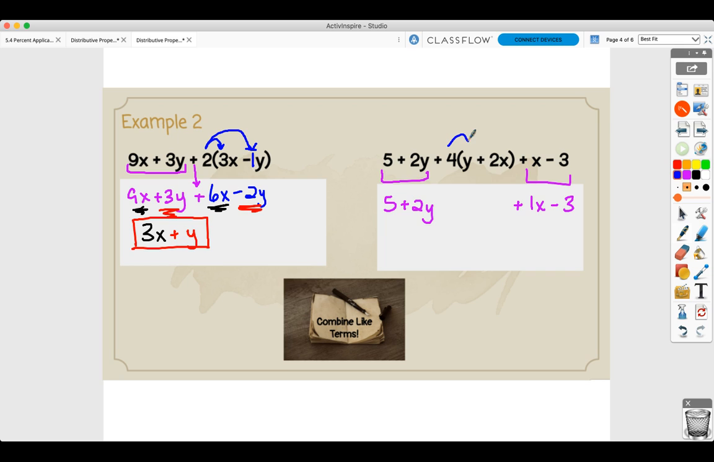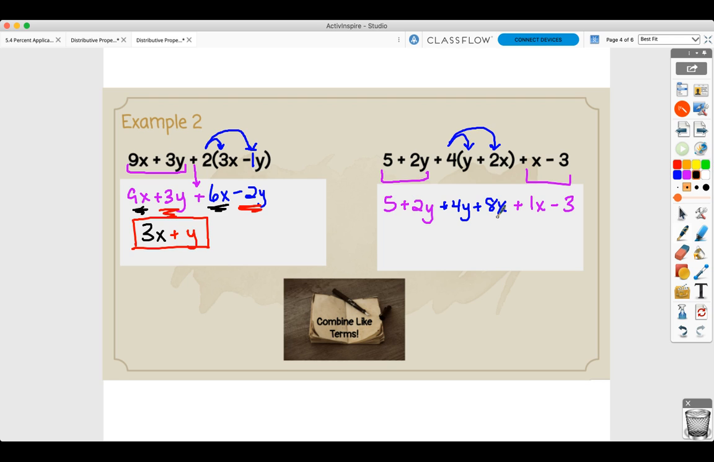And now your distributive property comes from here: 4 times y and 4 times positive 2x. So 4 times y is a positive 4y. 4 times 2x is positive 8x. And now it's combining like terms.